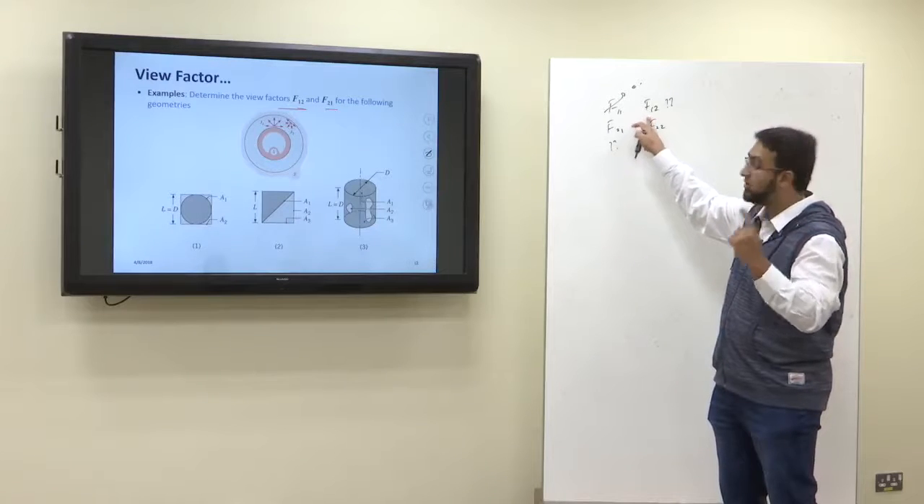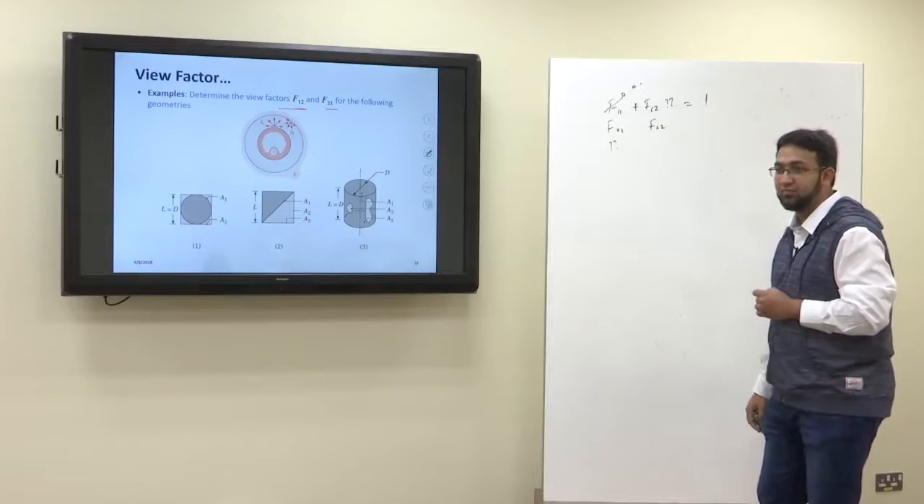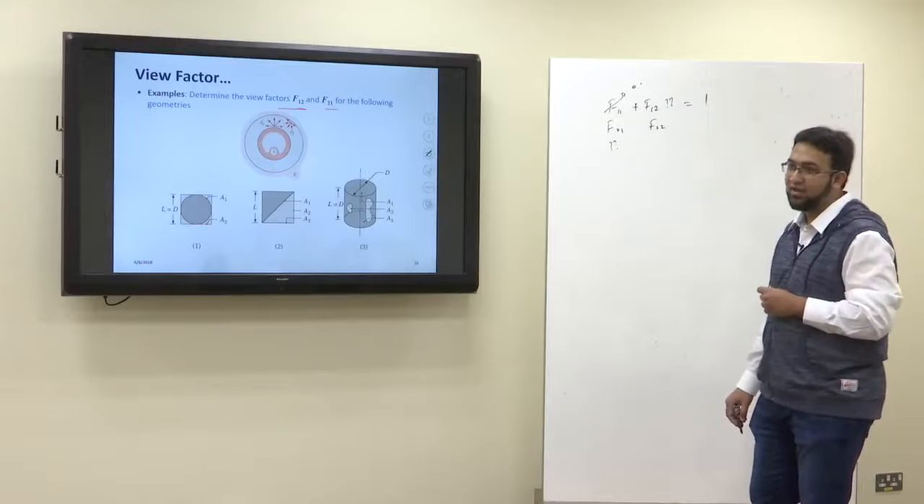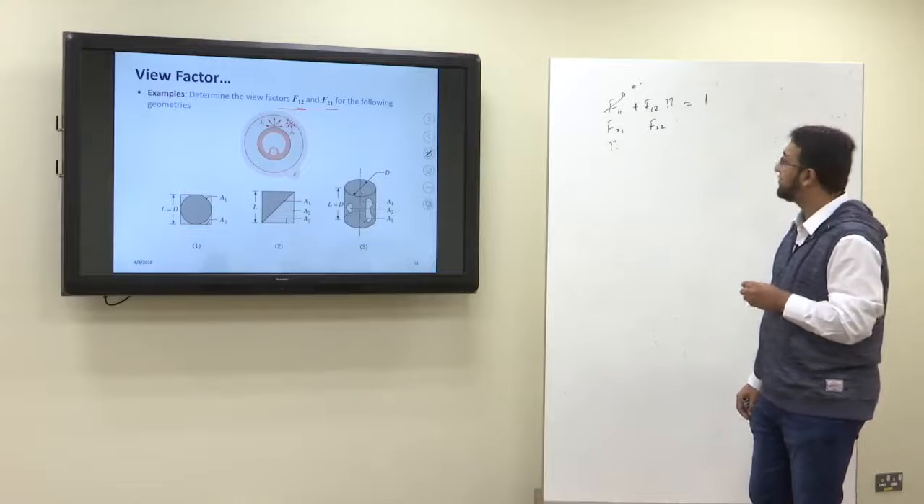Enclosure law. So this thing must be equal to 1. So F12 will be 1. So we determined the first thing. Let's talk about the other case.